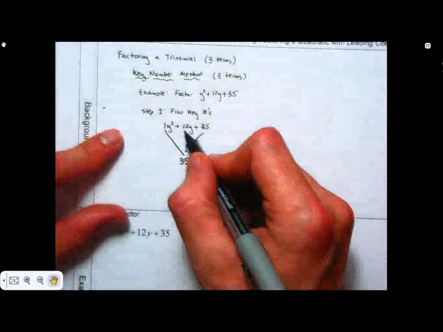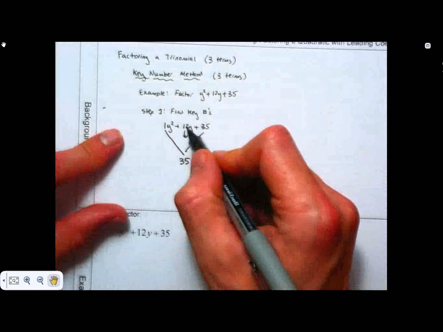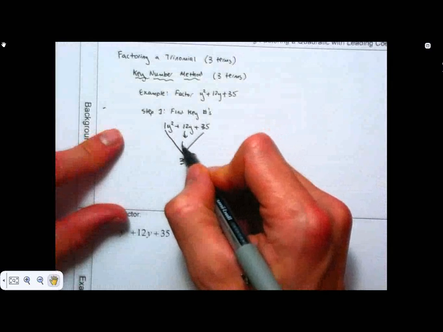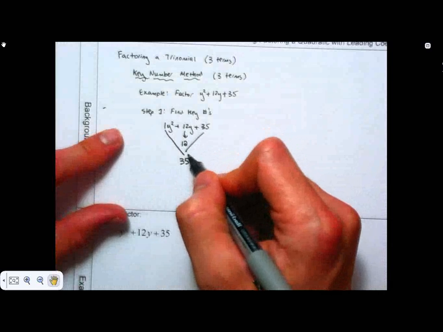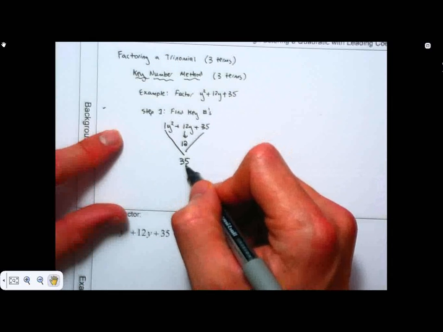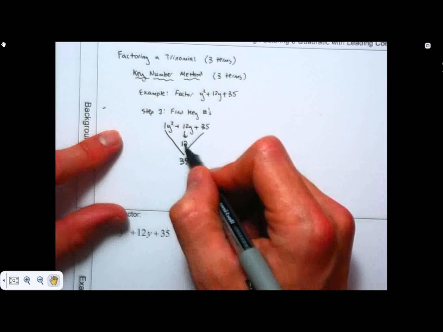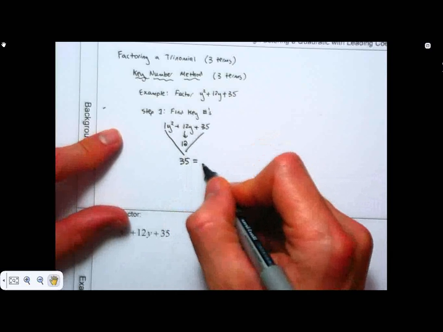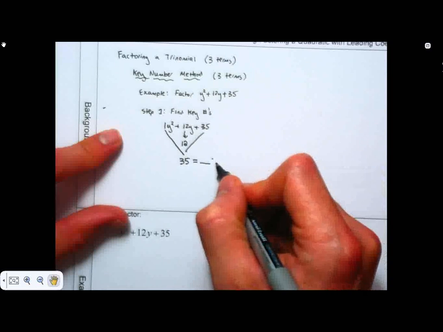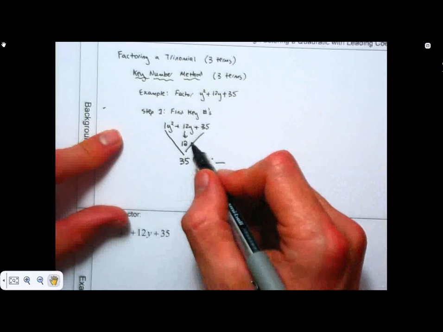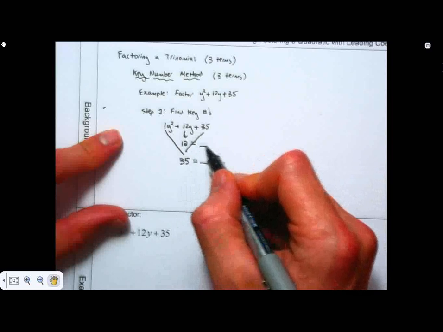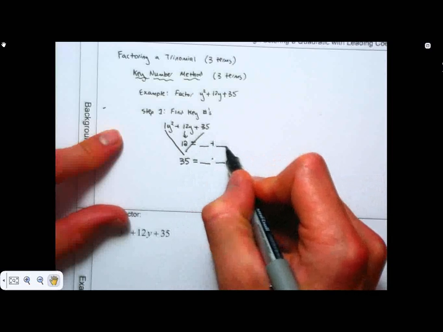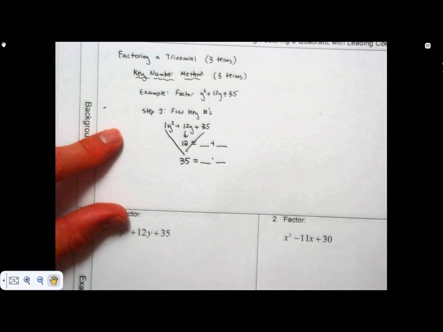The other term that I'm interested in is this middle guy. So I'm going to drag him down, and again I'm not worried about the variable pieces, just the number pieces. So I've got 12 and 35. Where those play in is I'm looking for two numbers that multiply together to give me 35, but at the same time they have to add together to give me 12. Can you think of two numbers that meet both of these conditions?